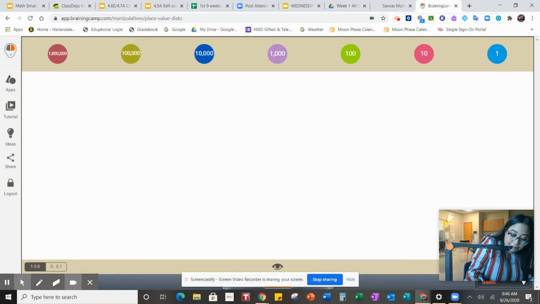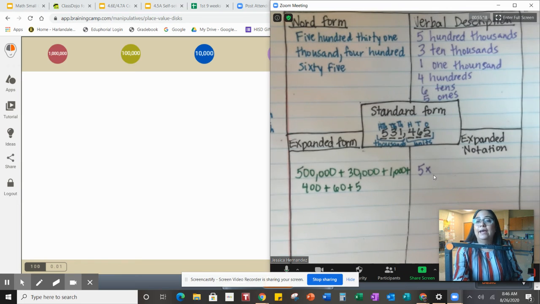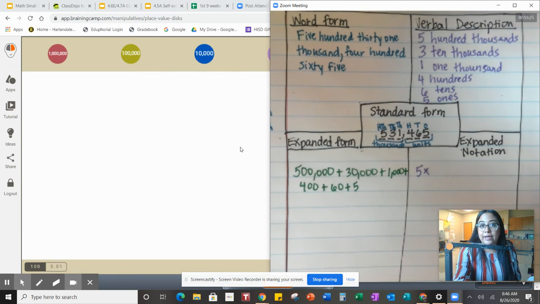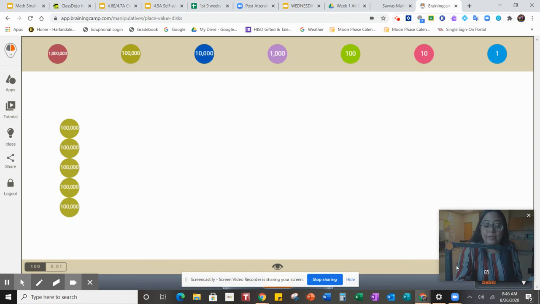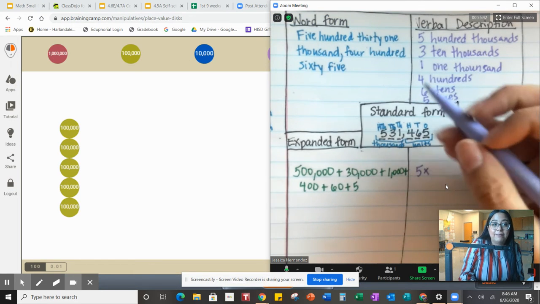And so here we're going to take the 5, and we would multiply it by whatever place value it's in. So here's 100,000. So again, I would go over here to my tokens. Here I have the 100,000. So then I could do 5 of those, 1, 2, and you could just click on them, 3, 4, 5. So I have 5 of the 100,000.